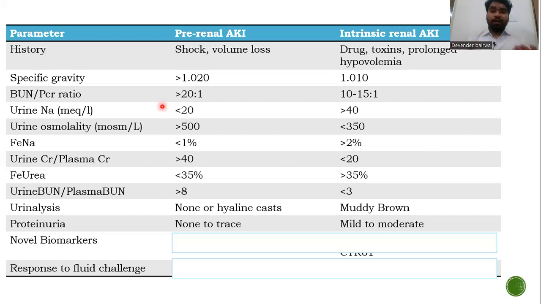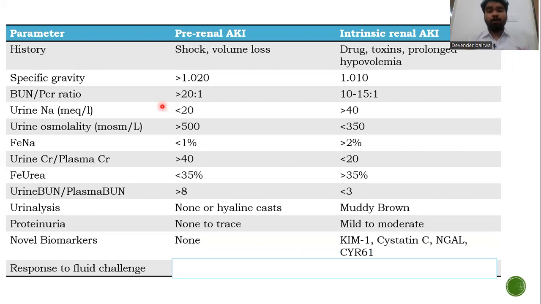In case of a pre-renal AKI, generally because glomerular function is well preserved, there is no proteinuria. Generally, there is no proteinuria, or there may be just a trace of proteinuria. In case of intrinsic renal AKI, depending on what pathology is there, and in the late stages of intrinsic renal causes, this podocyte function is gone. So there will be some amount of mild to moderate proteinuria in these cases.